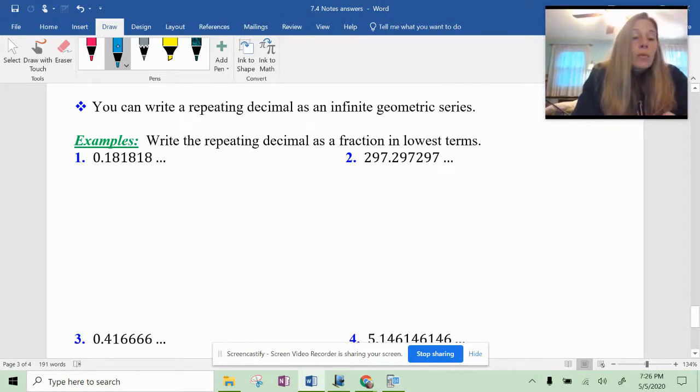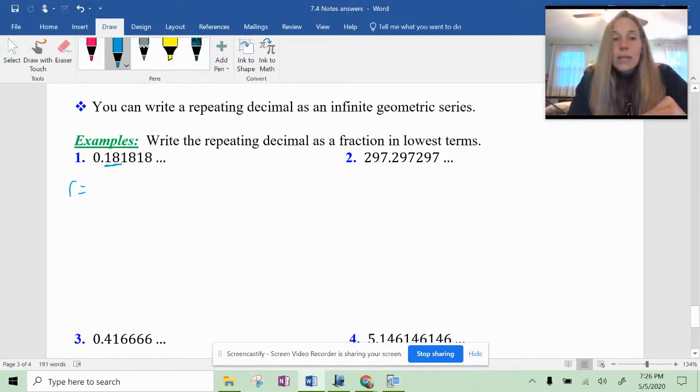So basically what we want to do is figure out what is your r value. Now, whatever's repeating, like there's 2 digits repeating here. It's like 0.18, 0.1, or 181818, whatever. So then that's going to be 0.01. If you look at the next problem, there's 3 digits that are repeating. So this time my r value would be 0.001.